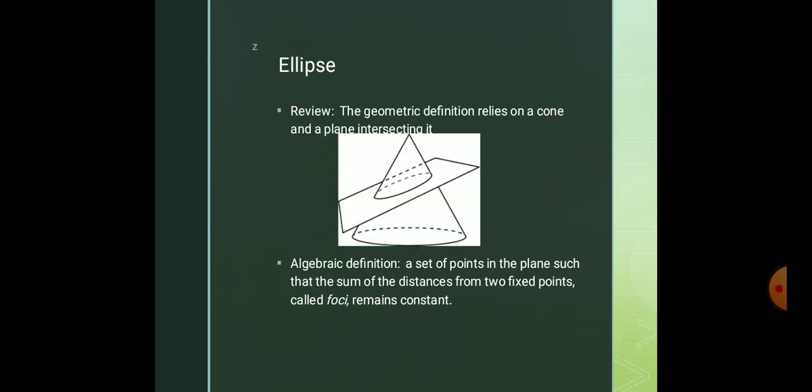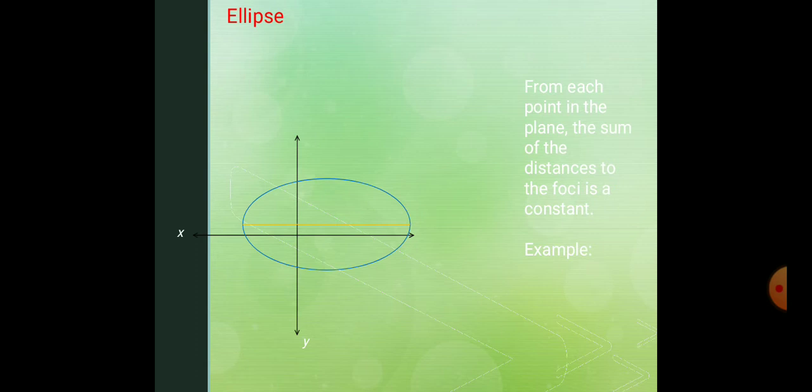Review. The geometric definition relies on the cone and the plane intersecting it. In the algebraic definition, an ellipse is a set of points in the plane such that the sum of the distances from two fixed points, called foci, remains constant. From each point in the plane, the sum of the distances to the foci is constant. Example.